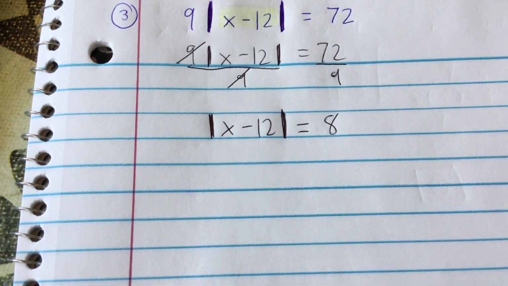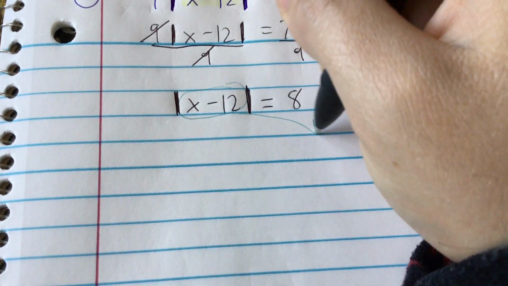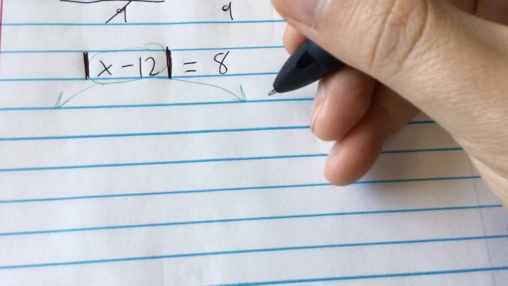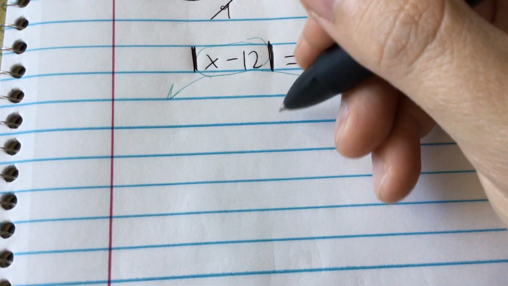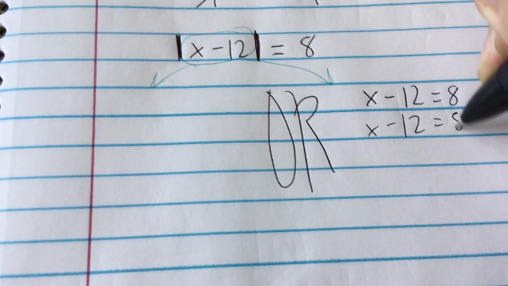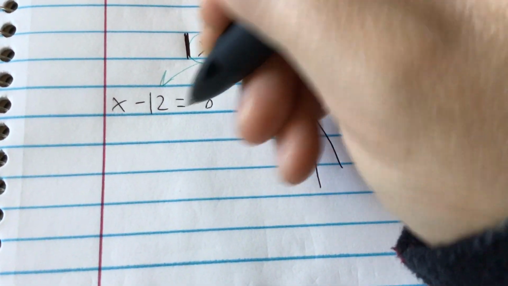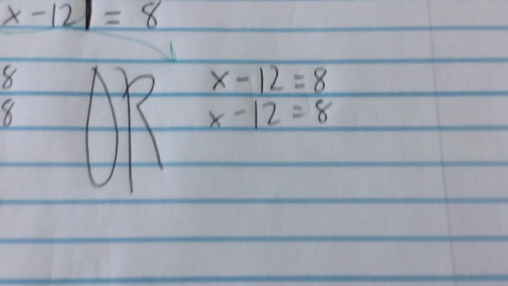Is this problem solvable? Yep. I need to split this into two separate equations. So either x minus 12 is equal to 8, or x minus 12 is equal to negative 8. So let's take a look at the right equation.